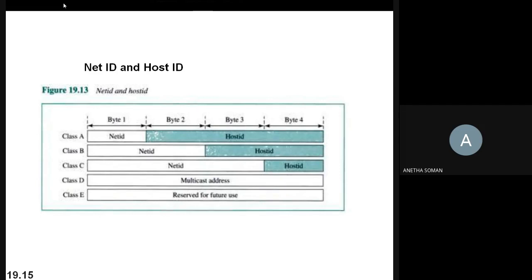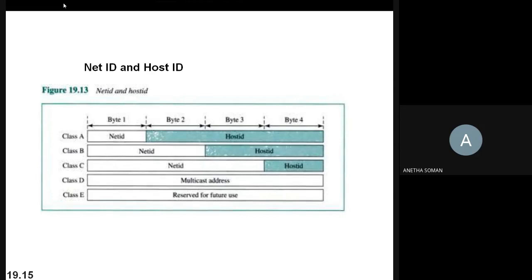In class A, the first byte is used for the net ID and the remaining 3 bytes are used as the host ID. You have to remember this concept. Now in class B, the first 2 bytes are used as network ID and the other 2 bytes are used as the host ID. Right? Now in class C, the first 3 bytes are used as net ID and the remaining 1 byte is used as host ID.